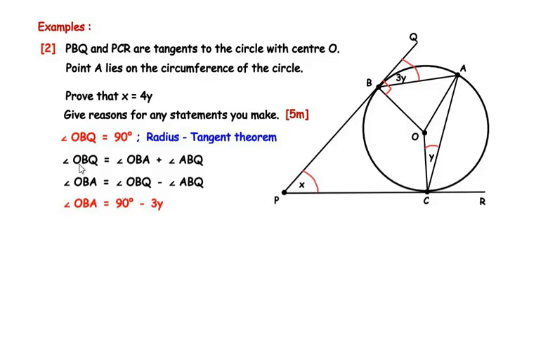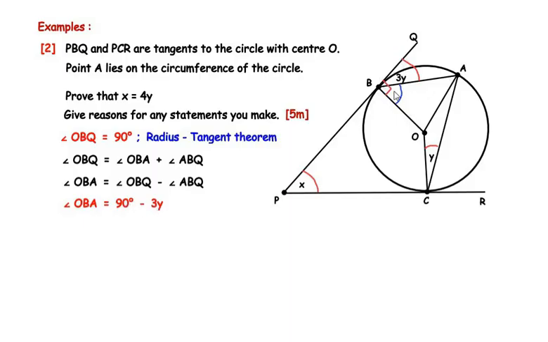So here we have written angle OBQ is equal to angle OBA plus angle ABQ. Now let us try to find out the value of angle OBA, that is this angle. For that, we are going to send the angle ABQ to the other side of the equal to sign. So we get angle OBA is equal to angle OBQ, which is 90 minus angle ABQ, and it is given as 3y. So angle OBA is equal to 90 degrees minus 3y.